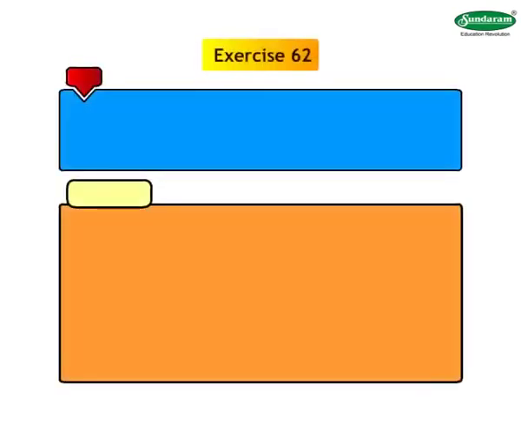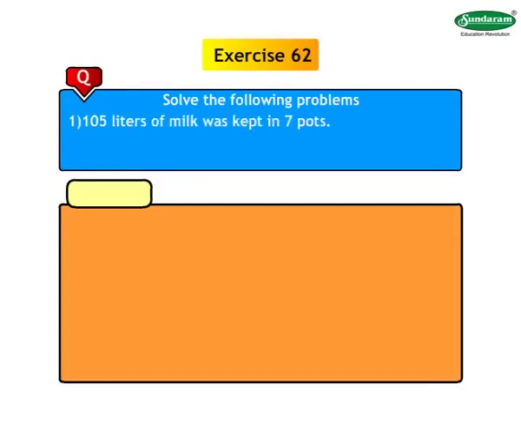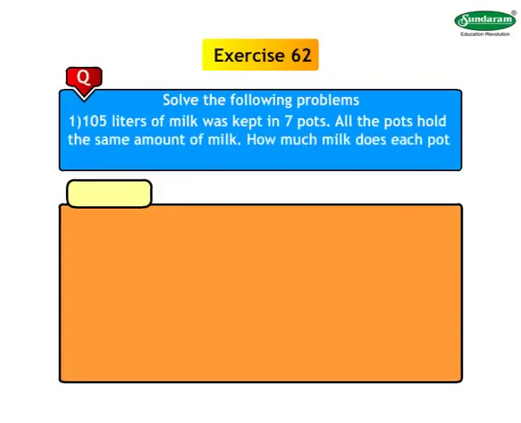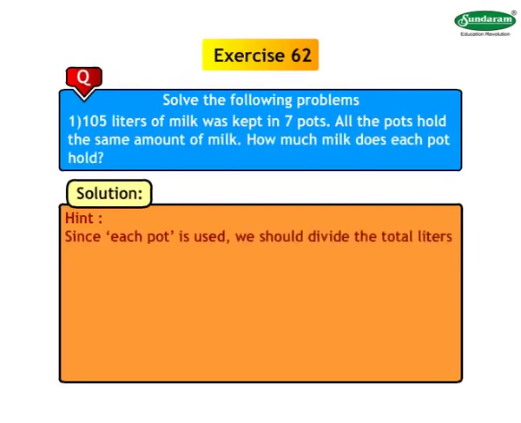Let us solve the word problems in exercise 62. Question. Solve the following problems. 1. 105 liters of milk was kept in 7 pots. All the pots hold the same amount of milk. How much milk does each pot hold? Solution. Hint. Since each pot is used, we should divide the total liters of milk by the number of pots.